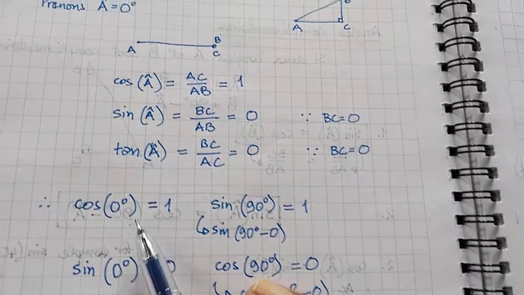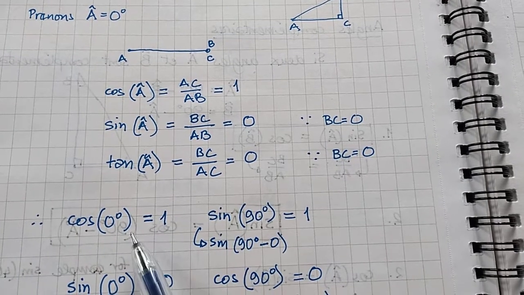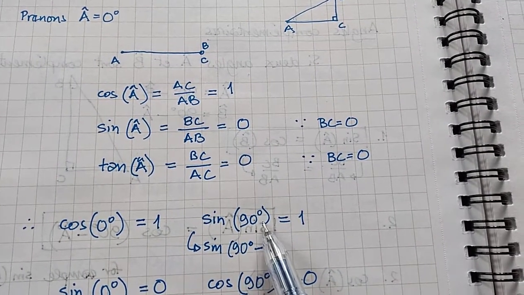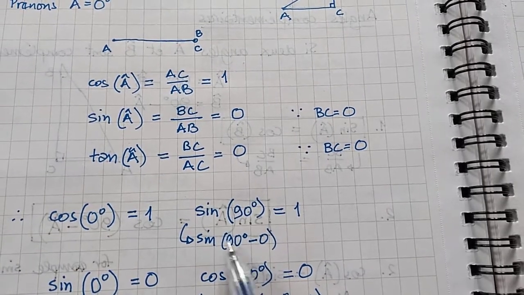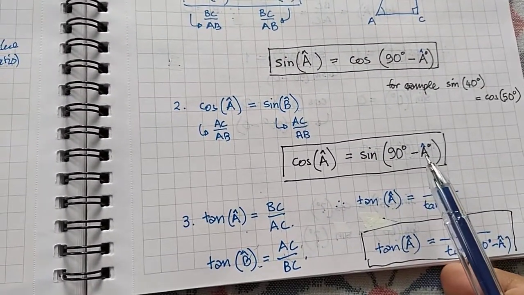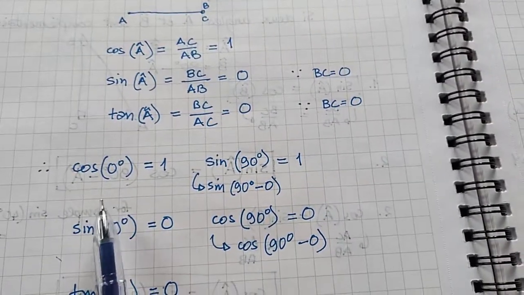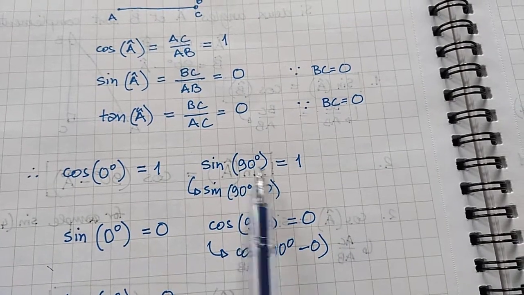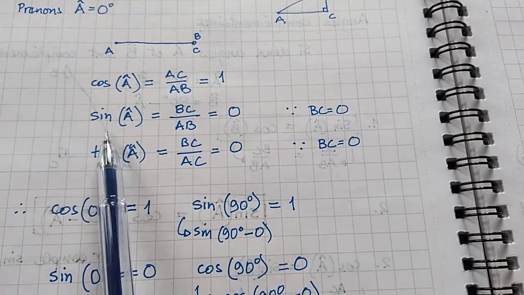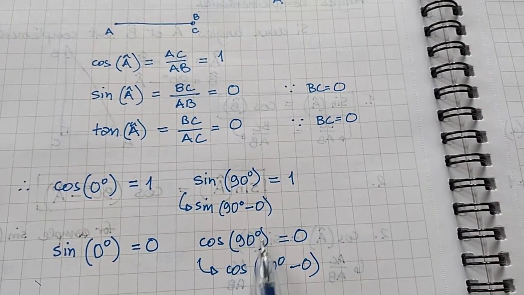So this leads us to cos of 0 is equal to 1. Now remember, cos of 0 is also equal to sine of 90. Why? Because from what we did here, complementary angles, cos of 0 will equal sine of 90 minus 0. Sine of 90 minus 0 is sine of 90. So we come back here. So we can write cos of 0 degrees is 1. Sine of 90 degrees is 1. Similarly, sine of 0 is 0. Therefore, cos of 90 is 0.